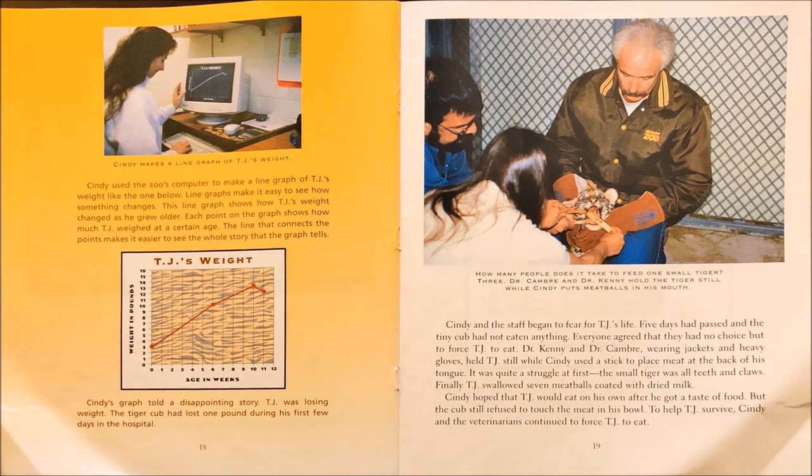Let's look at this graph. What's it all about? The title says TJ's weight. What can we learn about TJ's weight from this graph? It was increasing pretty slowly. We know the vets were having a hard time getting him to eat after his mother died. But then it started to decrease. This will not be good for TJ's health. Let's see what happens next.